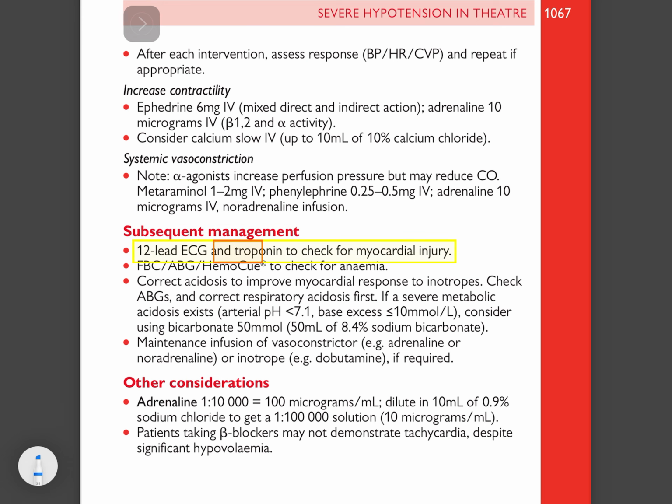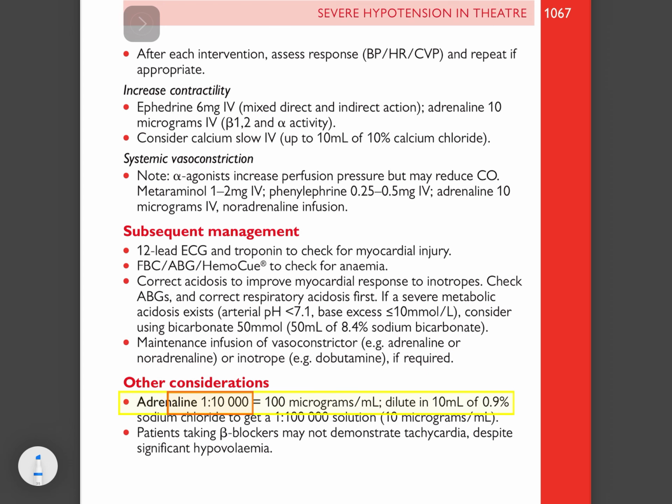Subsequent management. 12-lead ECG and troponin to check for myocardial injury. FBC, ABG, hemoglobin to check for anemia. Correct acidosis to improve myocardial response to inotropes. Check ABGs, and correct respiratory acidosis first. If a severe metabolic acidosis exists, arterial pH <7.1, base excess <-10 mmol/L, consider using bicarbonate, 50 ml of 8.4% sodium bicarbonate. Maintenance infusion of vasoconstrictor, e.g., adrenaline or noradrenaline, or inotrope, e.g., dobutamine, if required.